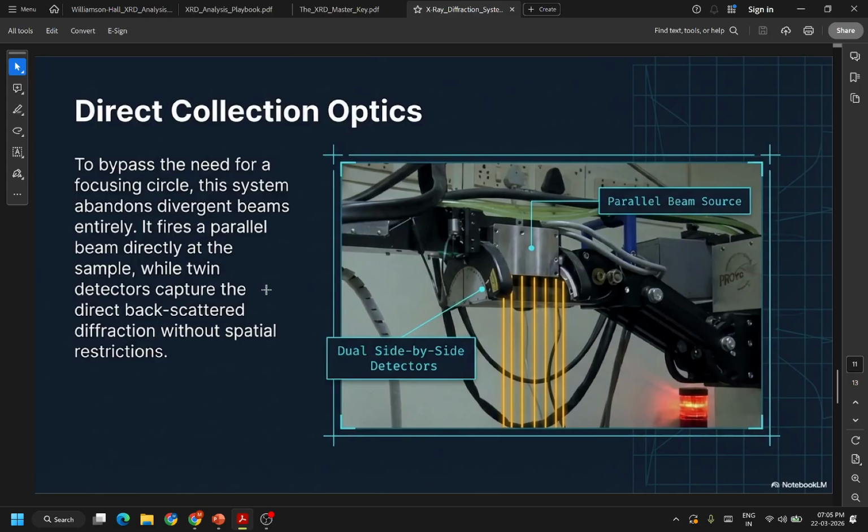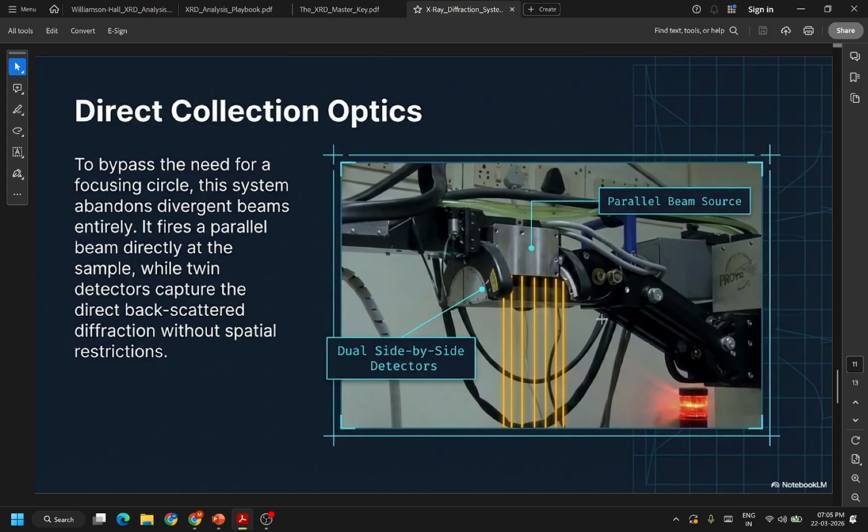And to bypass the need of a focusing circle, the system abandons divergent beams entirely. It fires a parallel beam directly at the sample with twin detectors that capture the direct backscattered radiation without any spatial reduction. So it has two side-by-side detectors which sit very next to your beam source. So your parallel beam source goes and the direct backscattered radiation is measured.